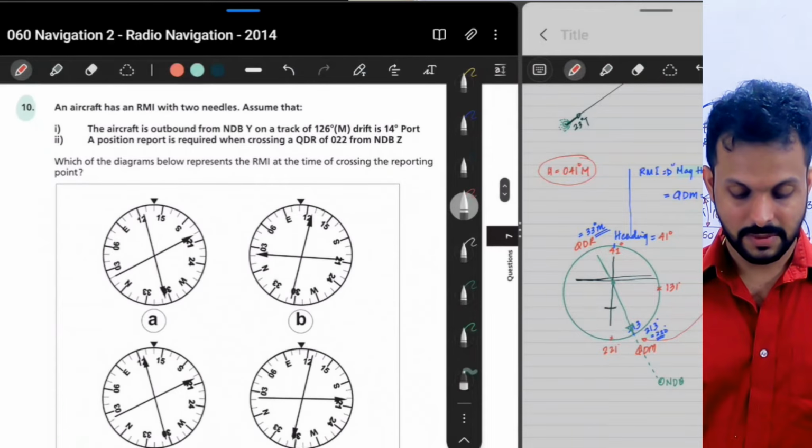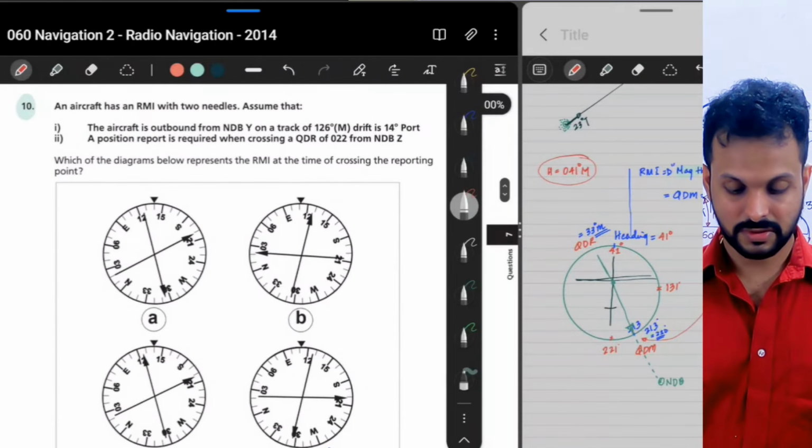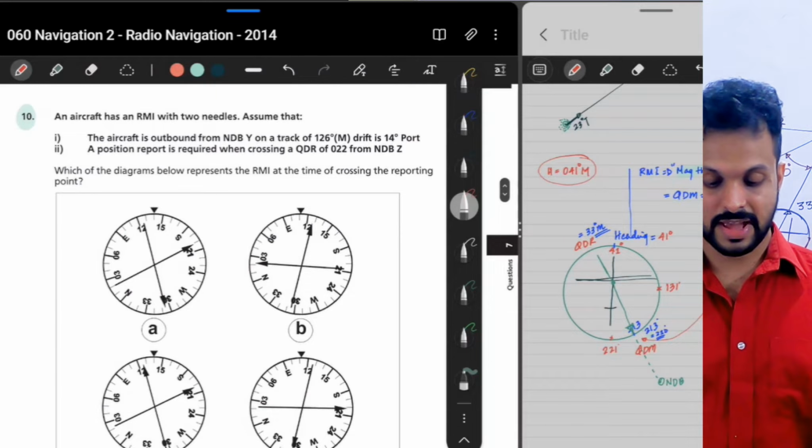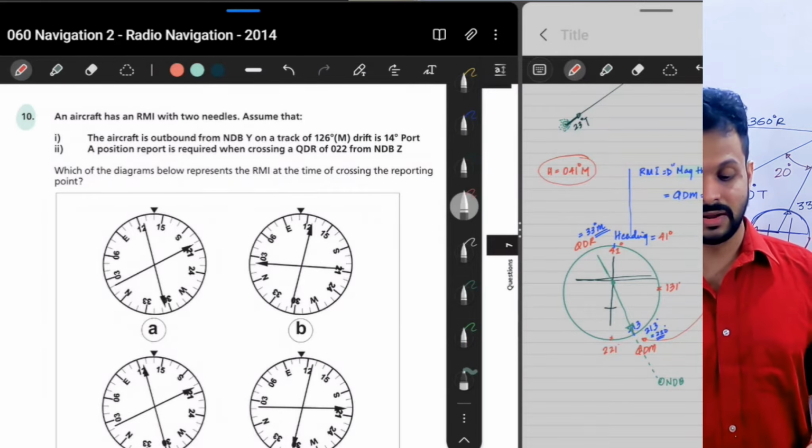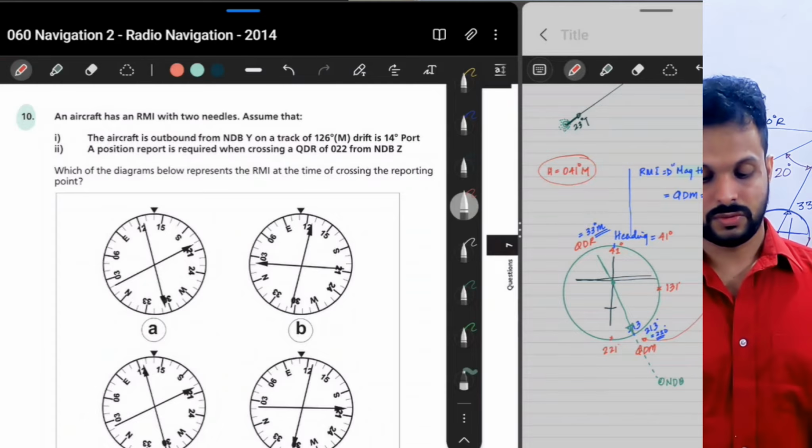Again from NDB, it's another picture-based question. Let's read the question first. An aircraft has an RMI, again RMI with 2 needles. So this one dial with 2 needles.